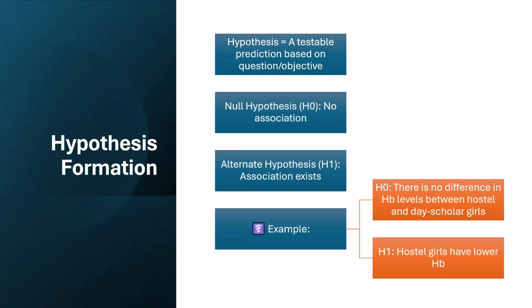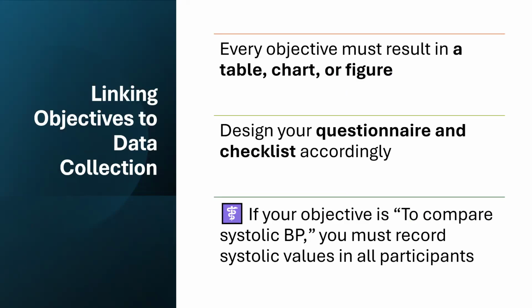For example, if you are working on the Hb level of hostel and day scholar students, and you want to formulate a null hypothesis, it will be that there is no difference in Hb level between hostel and day scholar girls or boys or population. And the alternative hypothesis, in which we claim that an association exists, will be that hostel girls have lower Hb. This is something you have to work on, and all of this follows from the research objective or the research question which you formulated previously.